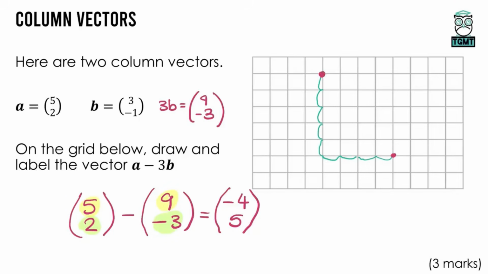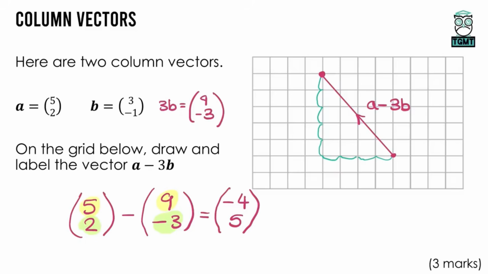So to draw this, all I actually have to do is connect those together. Using a nice straight line, I'll draw an arrow in the direction that I was going in, so going left and up. And then I'm just going to label it, so a minus 3b. And there we go, drawn on the diagram, that is the vector a take away 3b.